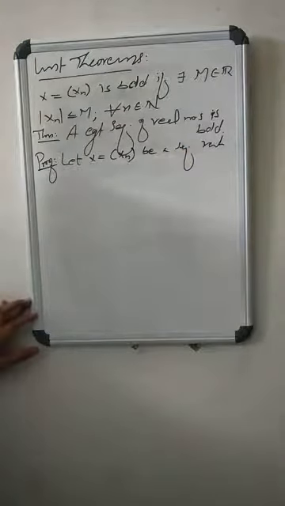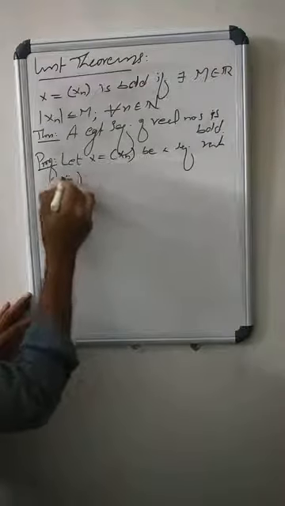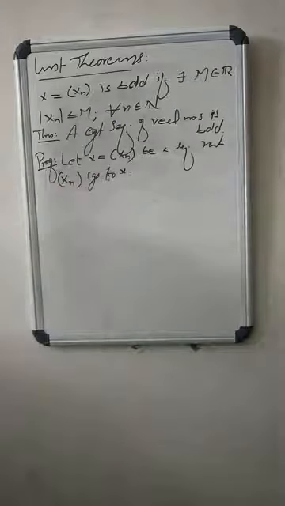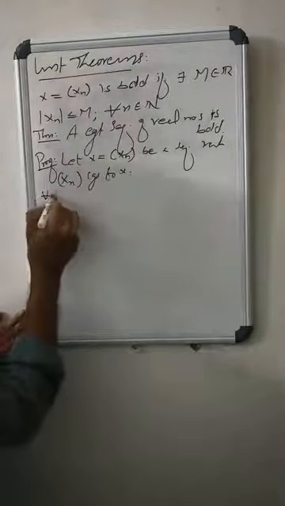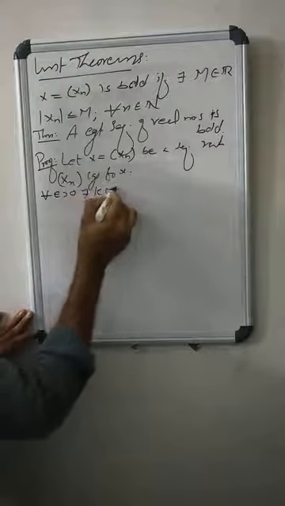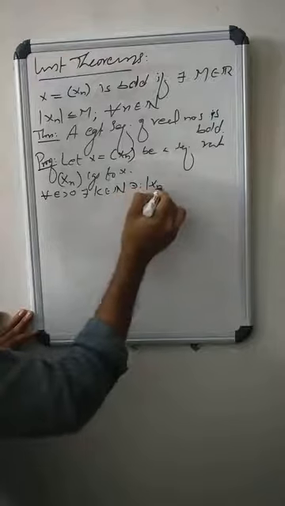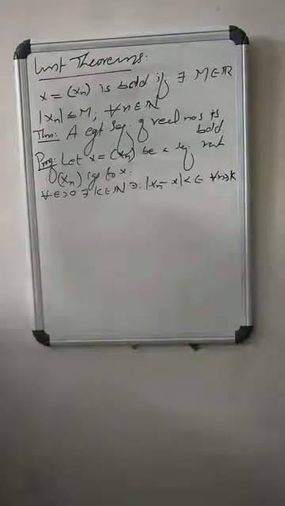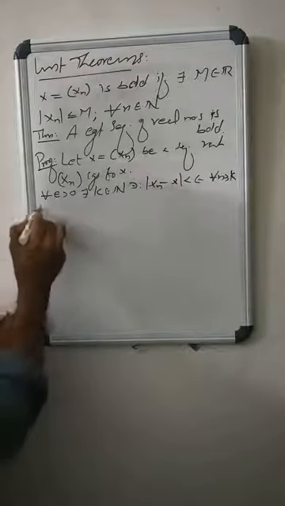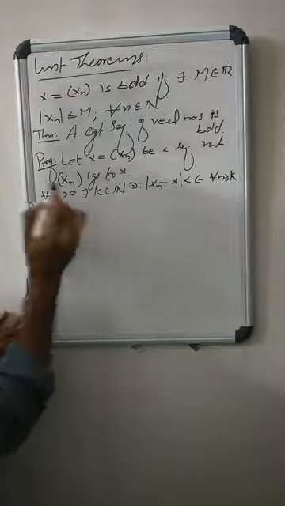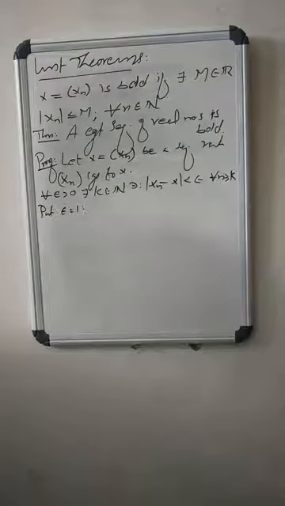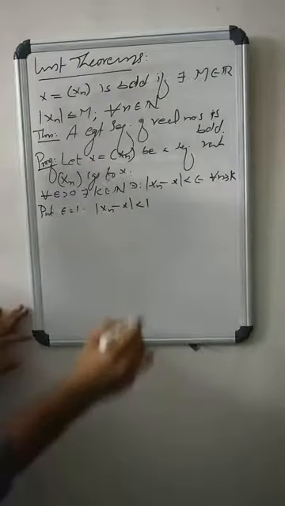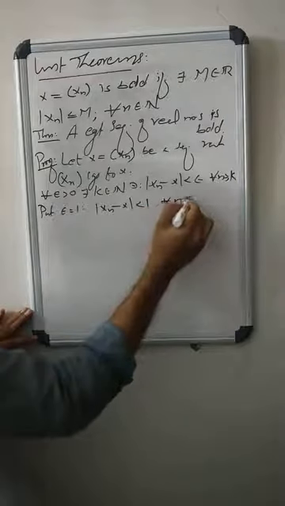Suppose the sequence xn converges to x. By definition, for all epsilon positive there exists a natural number k such that modulus of xn minus x is strictly less than epsilon for all n greater than or equals k. Put epsilon equals 1. Then we have mod xn minus x strictly less than 1 for all n greater than or equals k.